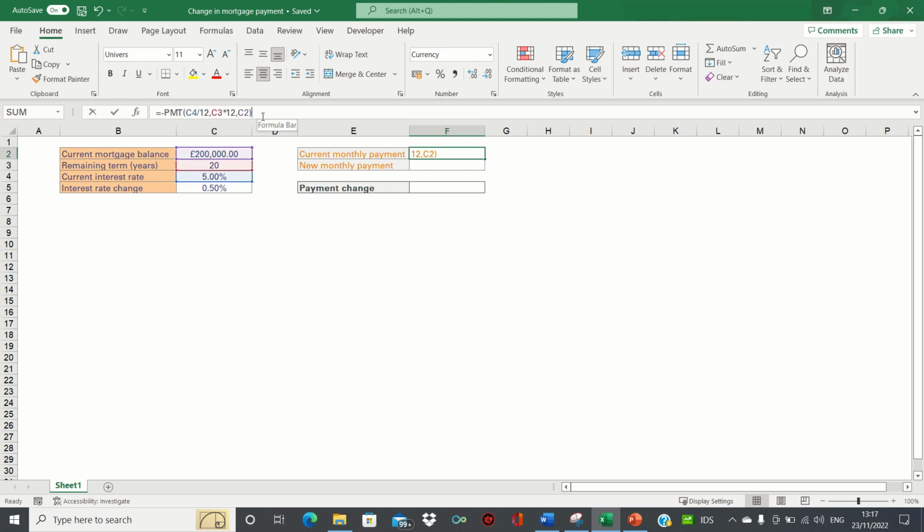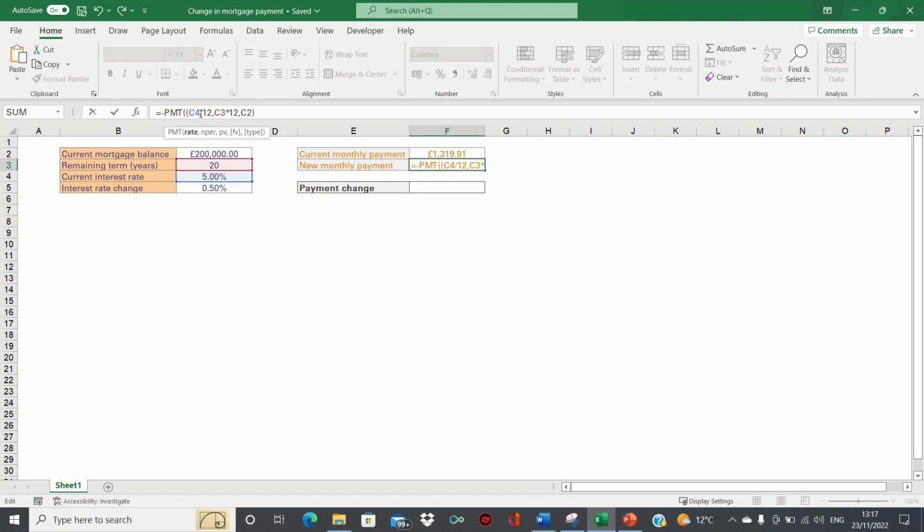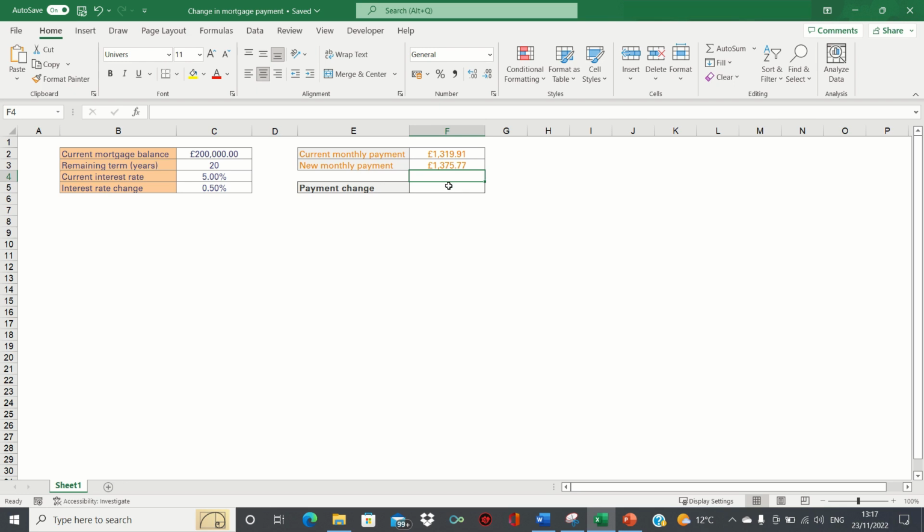To calculate the new monthly payments, which assumes that the interest rate increase were to occur, we can use the formula we just created. The change we'll make is that we'll add the interest rate change to the current interest rate like this. Therefore, if interest rates rose by 50 basis points, then the new monthly mortgage payments would become £1,375.